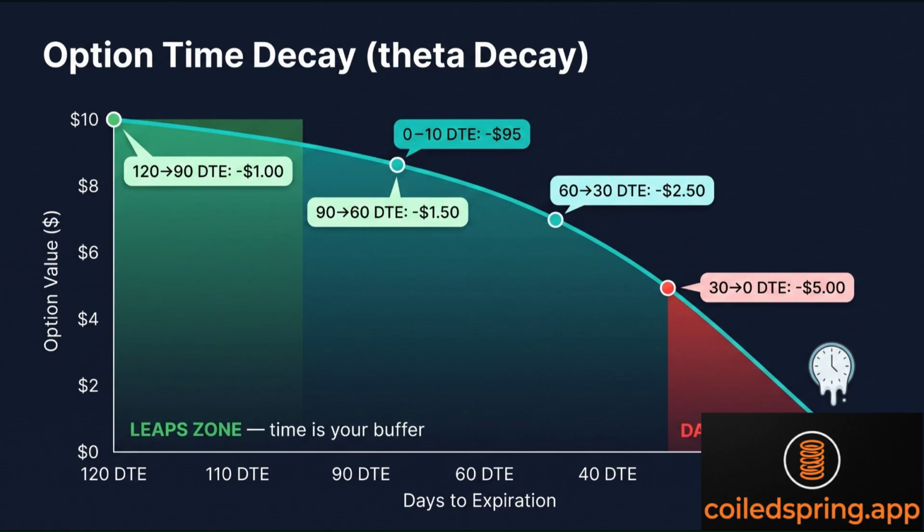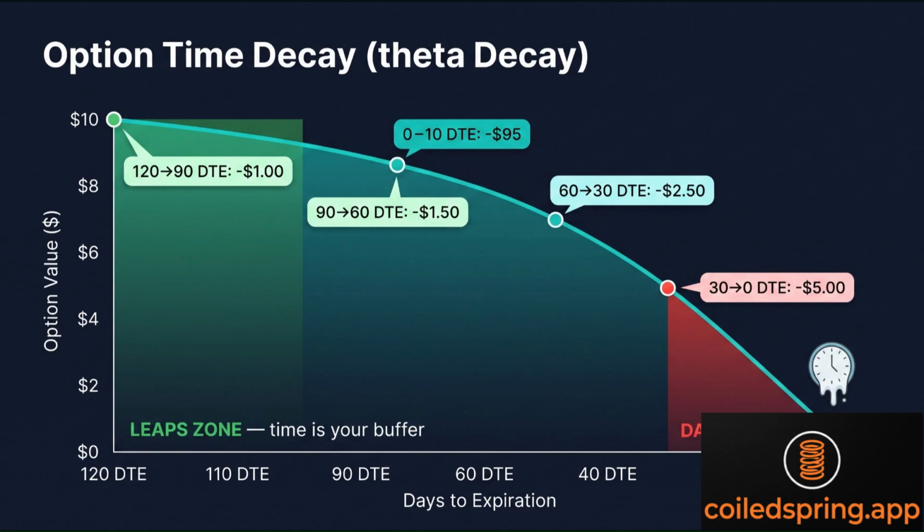This is precisely why long-dated options, LEAPS with 360 or more days to expiration, behave so differently. When you have 18 or 24 months on the clock, you're sitting on the flat, slow part of that decay curve. You're paying a small, predictable cost per day. Time is not your enemy. It gives your thesis room to play out.